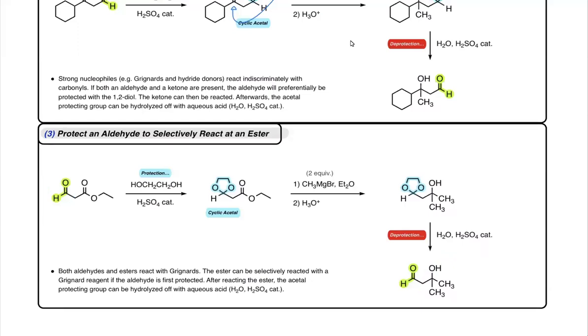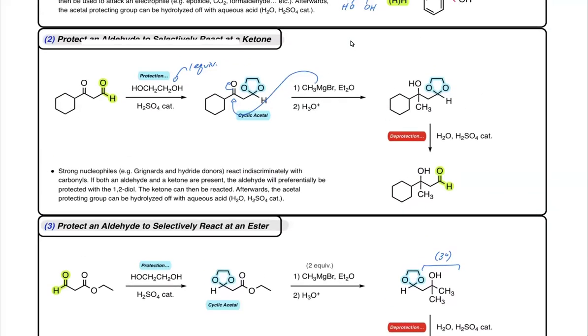We protect the aldehyde, and then we can do our Grignard addition at the ester, and the ester would react with 2 Grignards. We then work that up, and we'll get our tertiary alcohol. Okay, that's the outcome of reacting our ester with 2 equivalents of Grignard. From there, we can regenerate the aldehyde by reacting with aqueous acid. We deprotect.